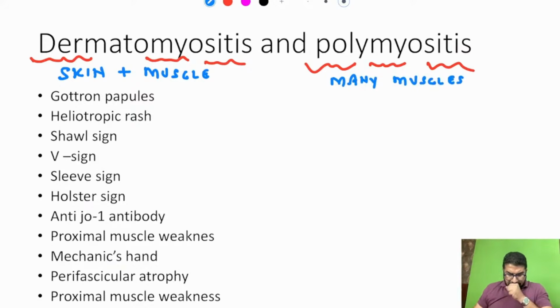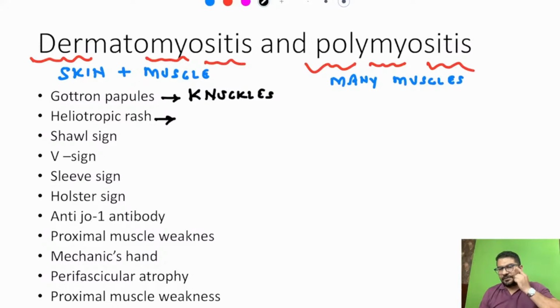Done. Now try to understand. The patient will have Gottron papules. So these are the papules, you will find them on the knuckles. These are the papular rash which we see on the knuckles. Heliotrope rash is a rash in the periorbital area, so you get a rash near the eye. Now look, both are skin manifestations. So periorbital rash will be heliotrope rash.